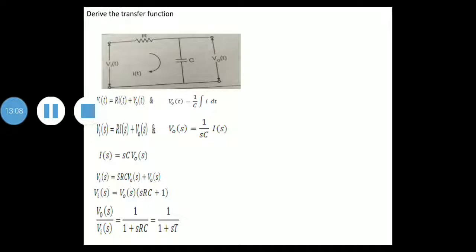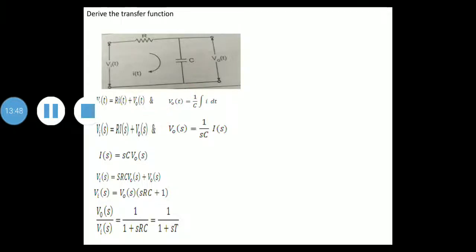Now we'll take a problem. Derive the transfer function of the given circuit. The resistor is in series with the capacitor, the output is V0(t), the input is Vi(t), and the current flowing is i. So we'll write first Vi(t). What is Vi(t)? It is R i(t) plus V0(t), because the voltage across this capacitor is V0(t), and V0(t) is equal to 1 by C integration of i dt.